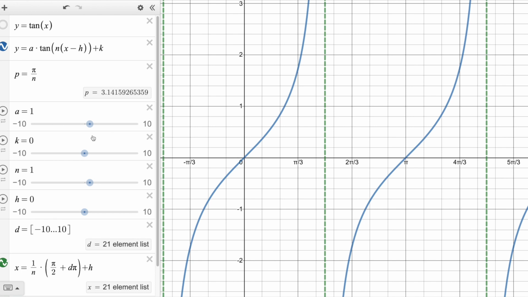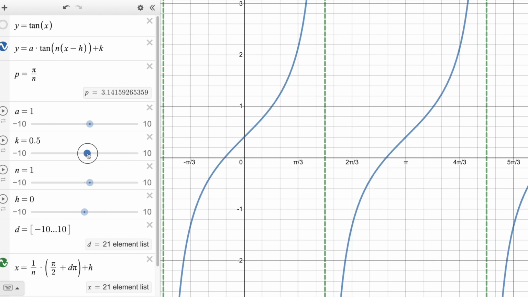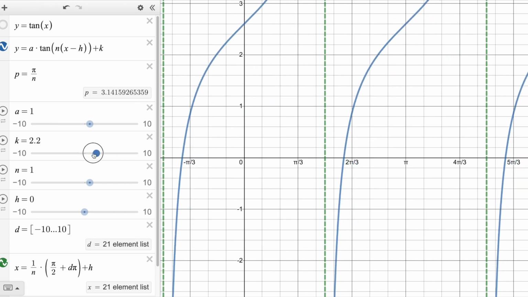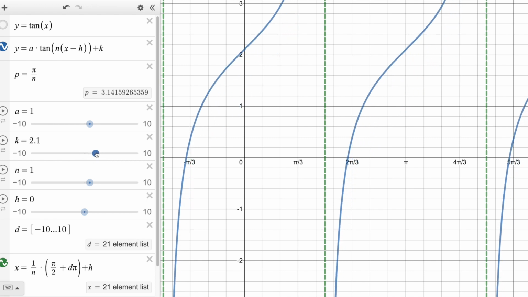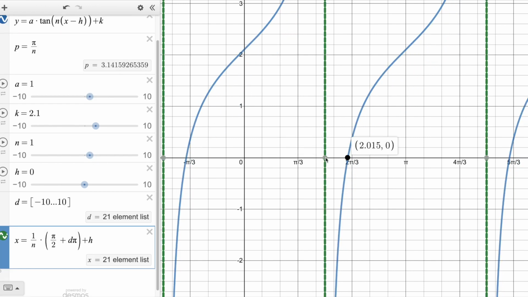Let's have a look at k next, since that's the other vertical transformation. If we translate upwards, we can see that the period doesn't change and the asymptotes don't change, but the x-intercept does. This obviously breaks our assumption. If we have a look at this x-axis intercept here, this breaks our assumption that we noticed previously, which is that our x-intercept is halfway between our asymptotes.